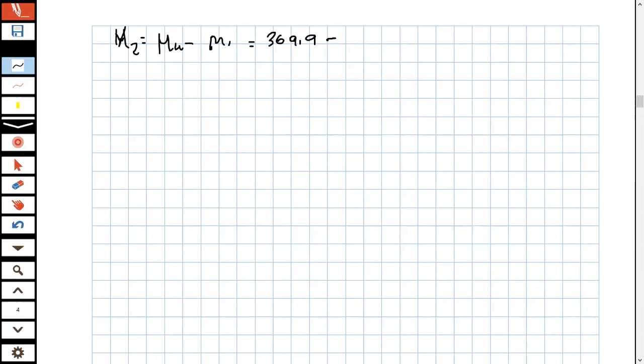369.9. And then we also calculated M1, which is 219.4. Okay, so therefore we can also calculate M2 to be 150.5 kilonewton meter. If we have this, we can also calculate AS2. First, we calculate AS1. What is AS1? Okay, AS1: FY is equal to C1, 0.85 FC prime, A times B.